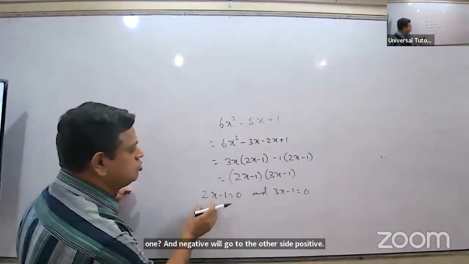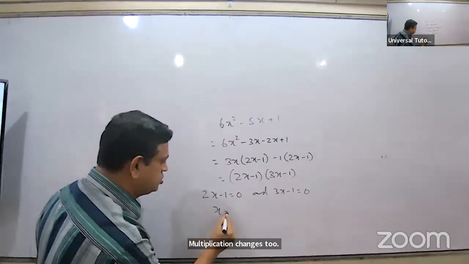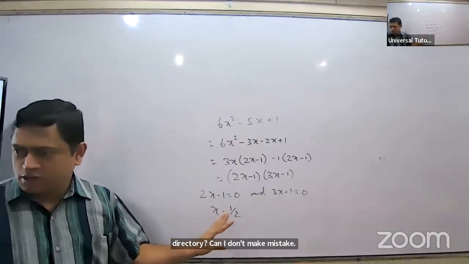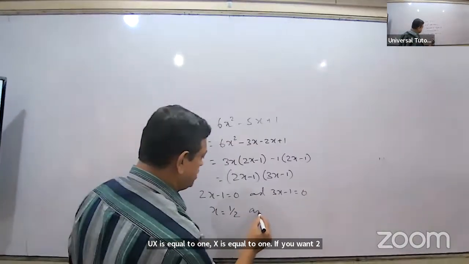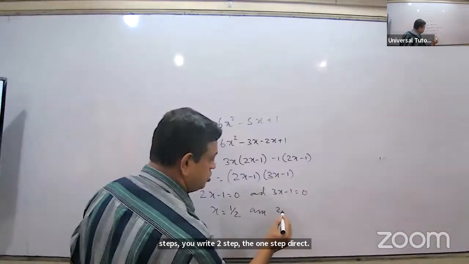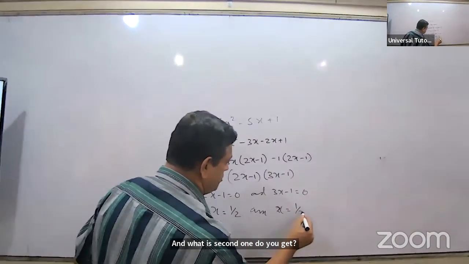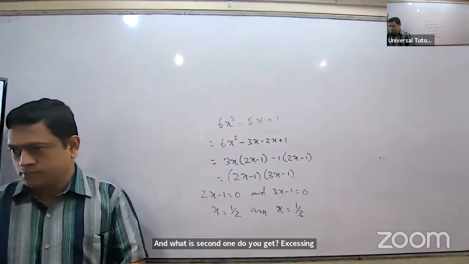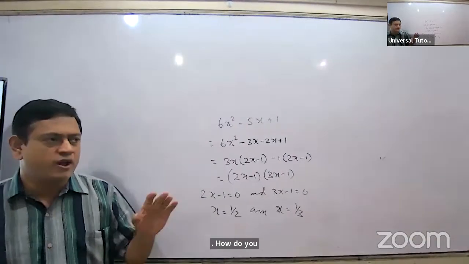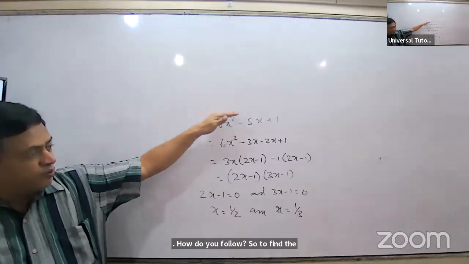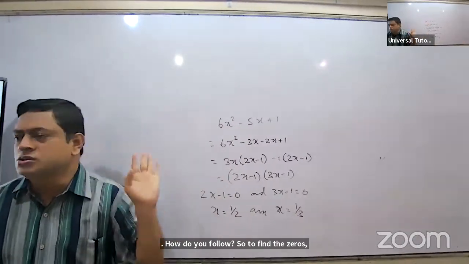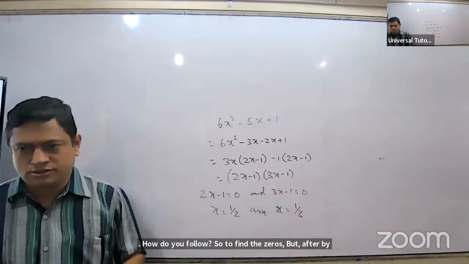Directly, if you want to write directly, you can write. Don't make mistakes. 2x is equal to 1, x is equal to 1 upon 2. If you want two steps, write two steps. And the second one: 3x is equal to 1, x is equal to 1 upon 3. These are the two zeros of the polynomial. Are you following? To find the zeros, factorize. After factorizing, equate both the factors to 0, and you will get the value of x.